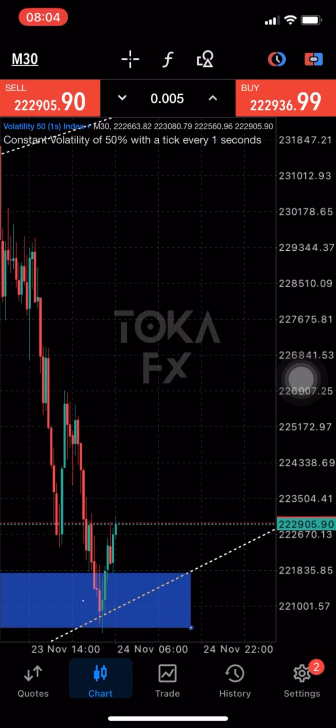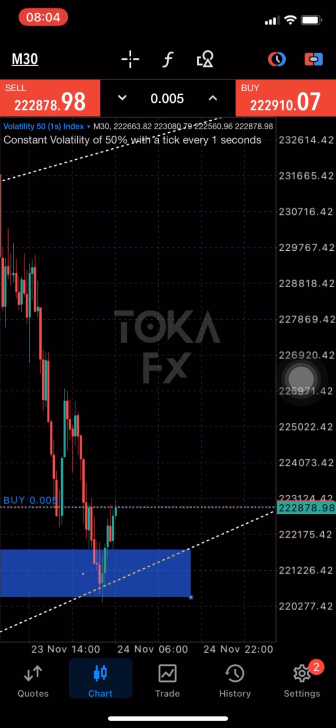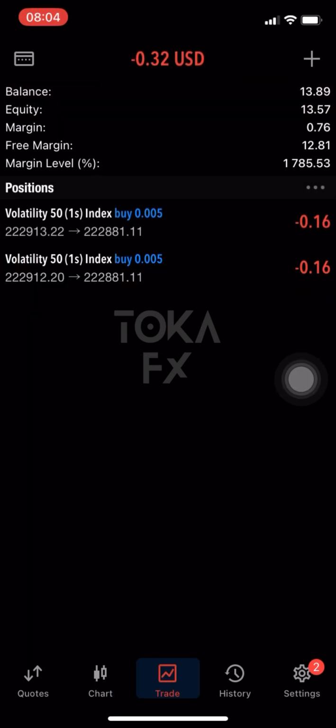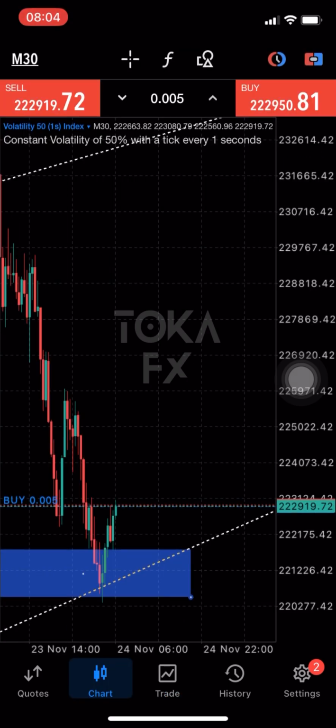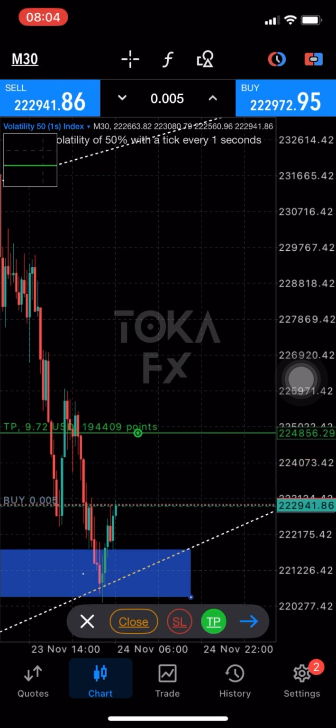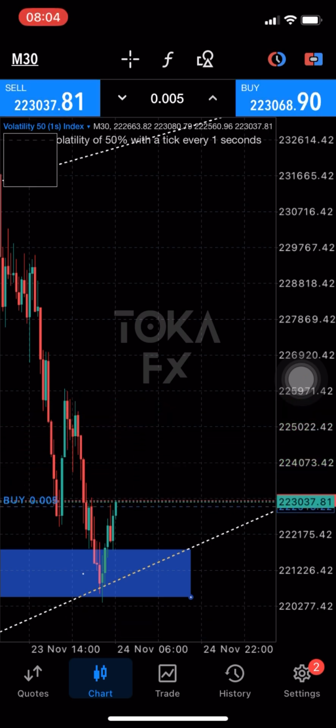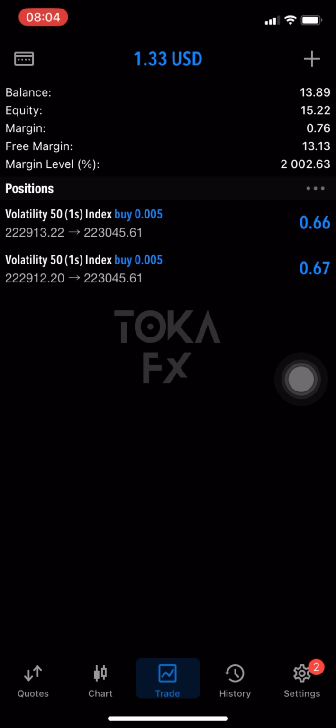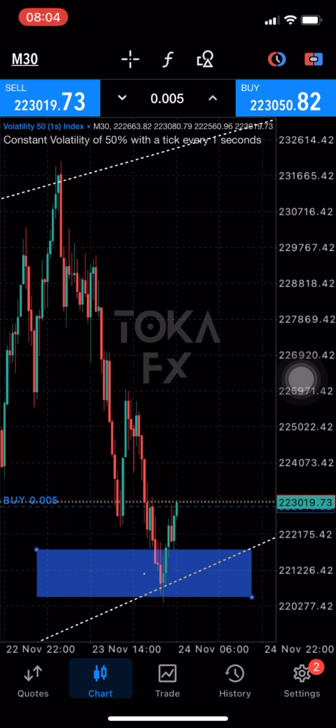So I'm just going to put 2 positions again, keep it the same, and then let's just see how far we can get with this. In terms of TP, you just look for the nearest area of resistance, and then it will do you good.